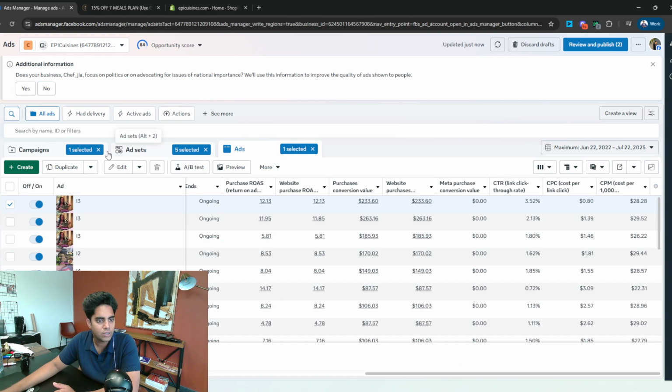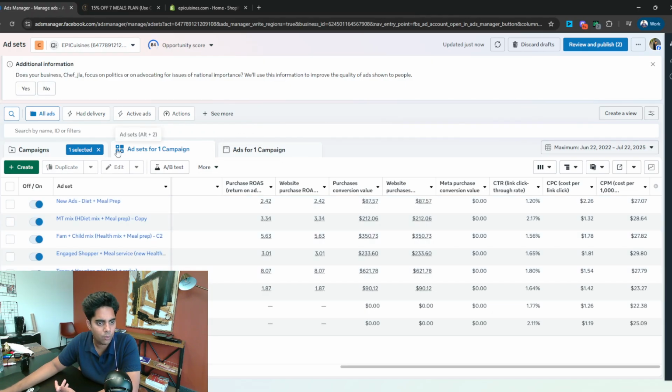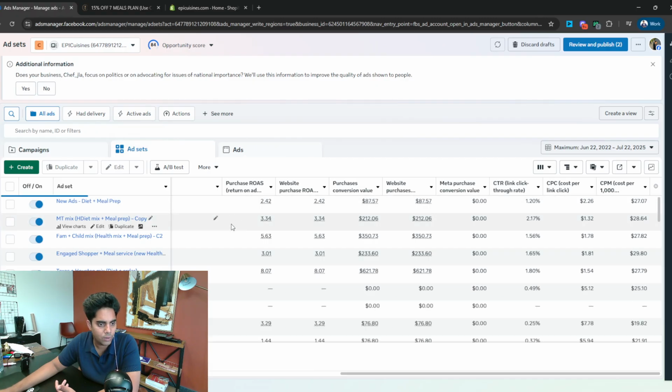Now that we figured that out, we want to take the best and delegate that. And then what we want to do is beat the returns that we're getting right now.